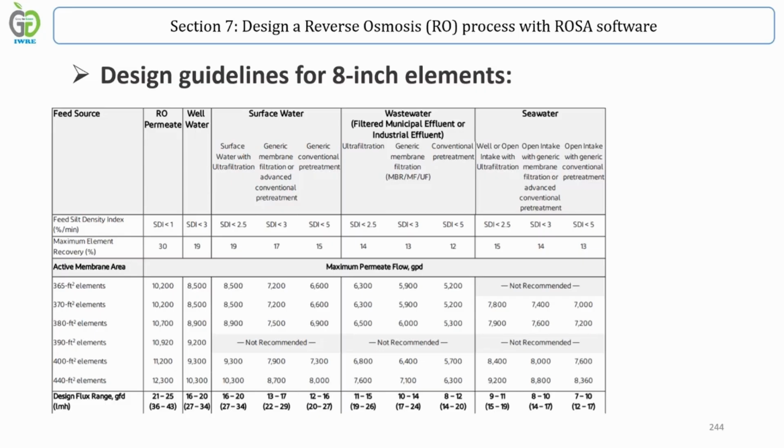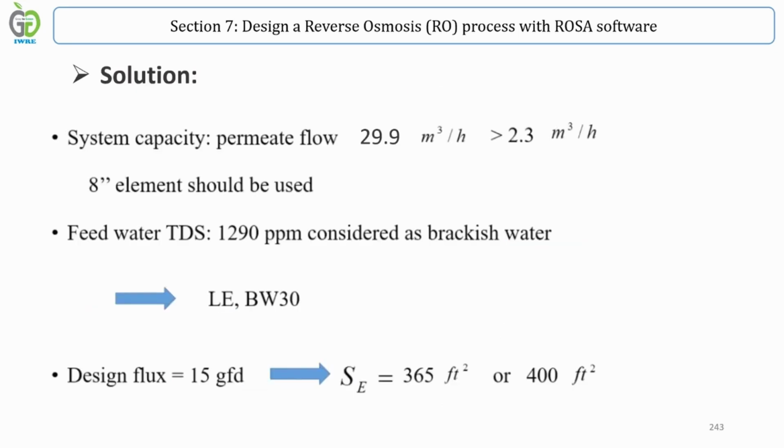According to this table and these parameters, we can select the active membrane area with 365, 370, or 400 or 440 square foot elements. For this example, I consider 365 or 400 to calculate and compare them, to see which one can be selected in our case.